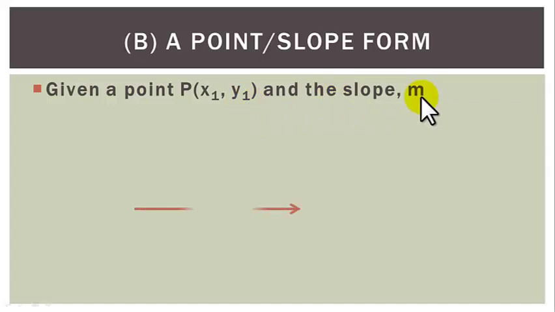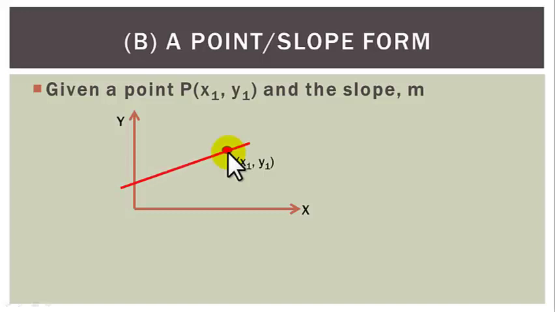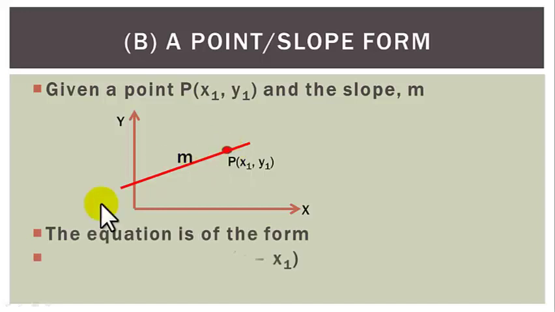Let us draw the x-axis and the y-axis. Let this be the point P with coordinates x1, y1. Then a straight line having slope m can be drawn through this point P, and this is the straight line with slope m. The equation of this straight line can be expressed in the form y minus y1 equal to m times x minus x1.